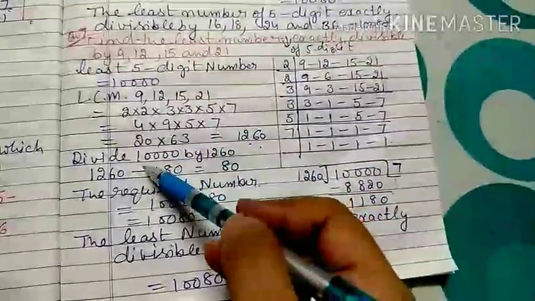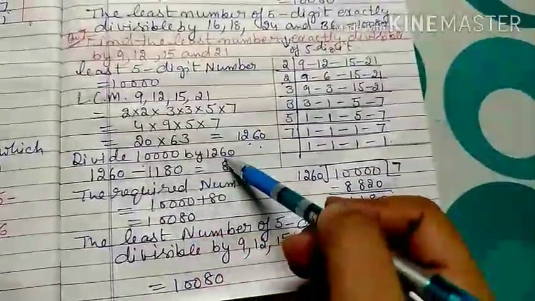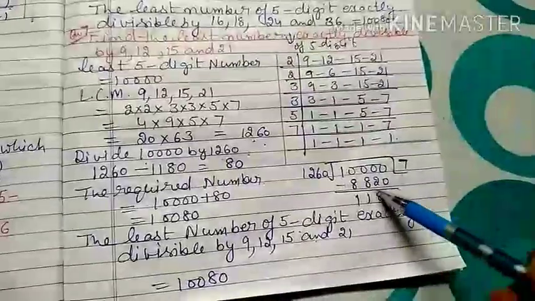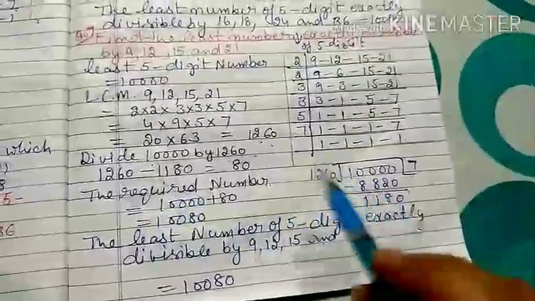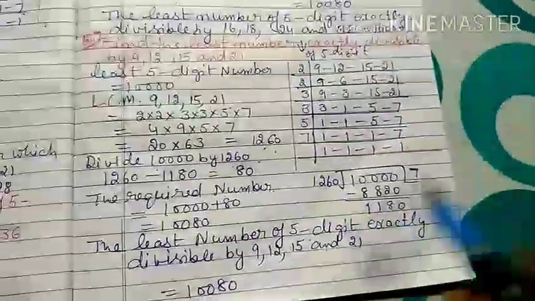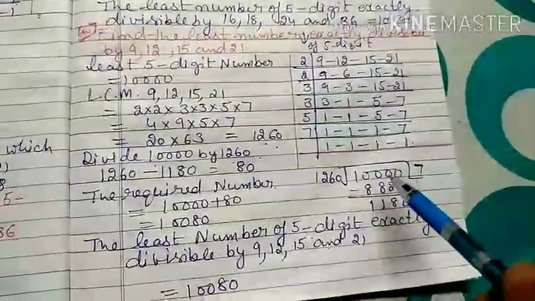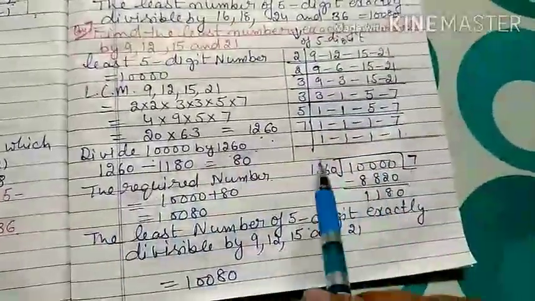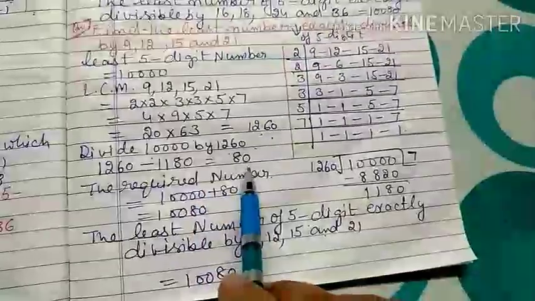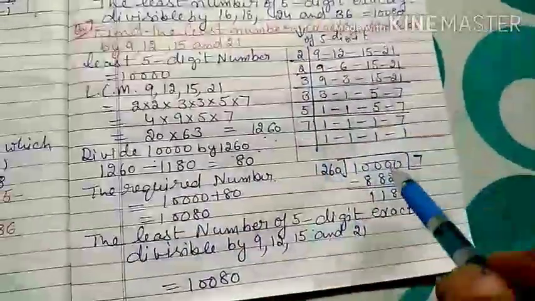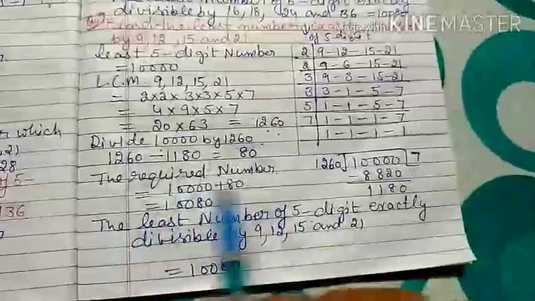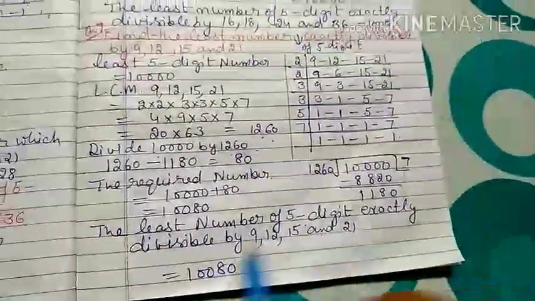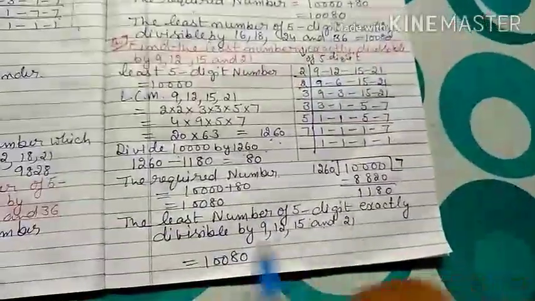Now 10,000 will be divided by 1260. When I divide by 1260, I get the remainder 1180. Now if there is a condition of least number, then instead of subtracting from the dividend, we subtract the remainder from the divisor. If I subtract the remainder from the divisor, that gives me 80. Now this 80 should be added to the dividend. The required number is 10,080, and the least number of 5 digits exactly divisible by 9, 12, 15 and 21 is 10,080.